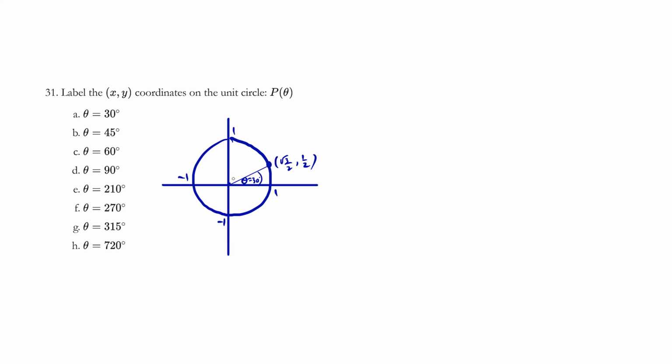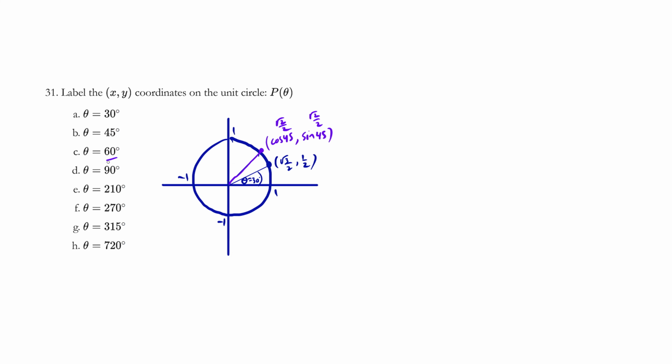Okay, so now let's try theta equals 45 degrees. So 45 degrees is a different angle, but again, the x value is cos 45, and the y value is always sine. Sine is the y value, sine of 45 degrees. Now what is cos 45? It is simply root 2 over 2, and sine 45 is also root 2 over 2. Please memorize these special angles.